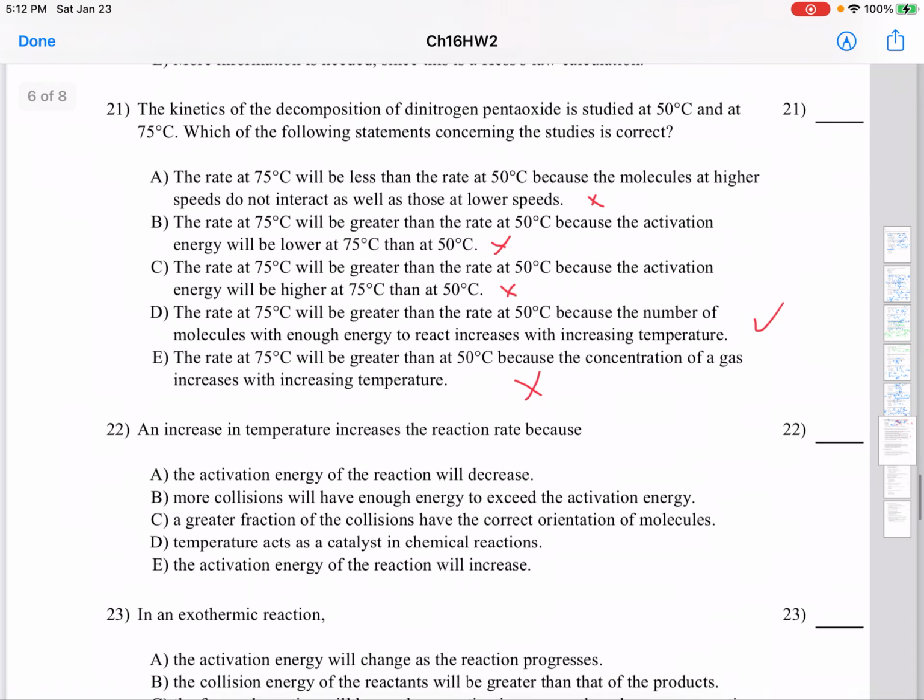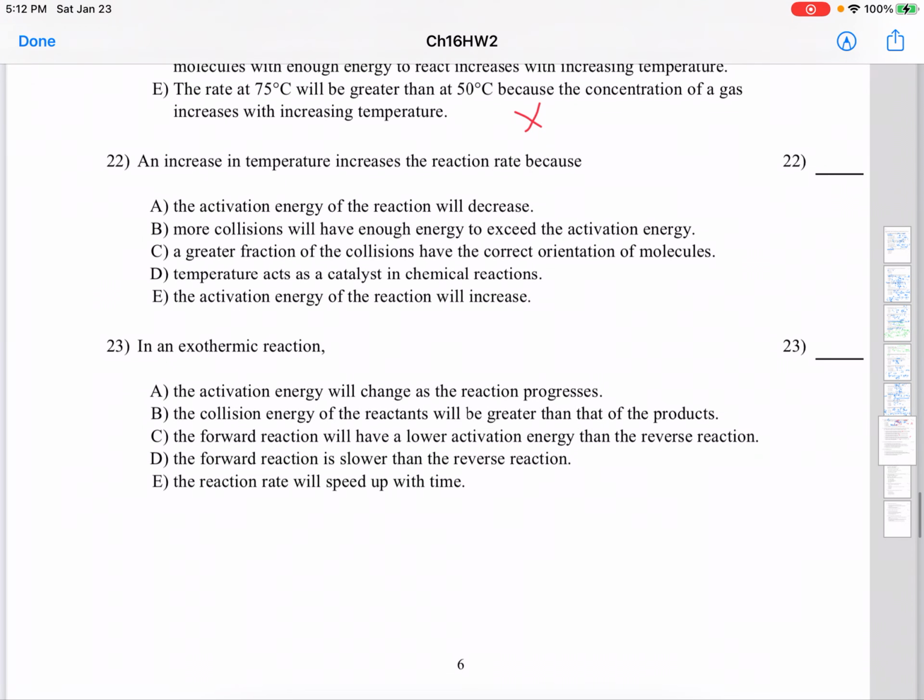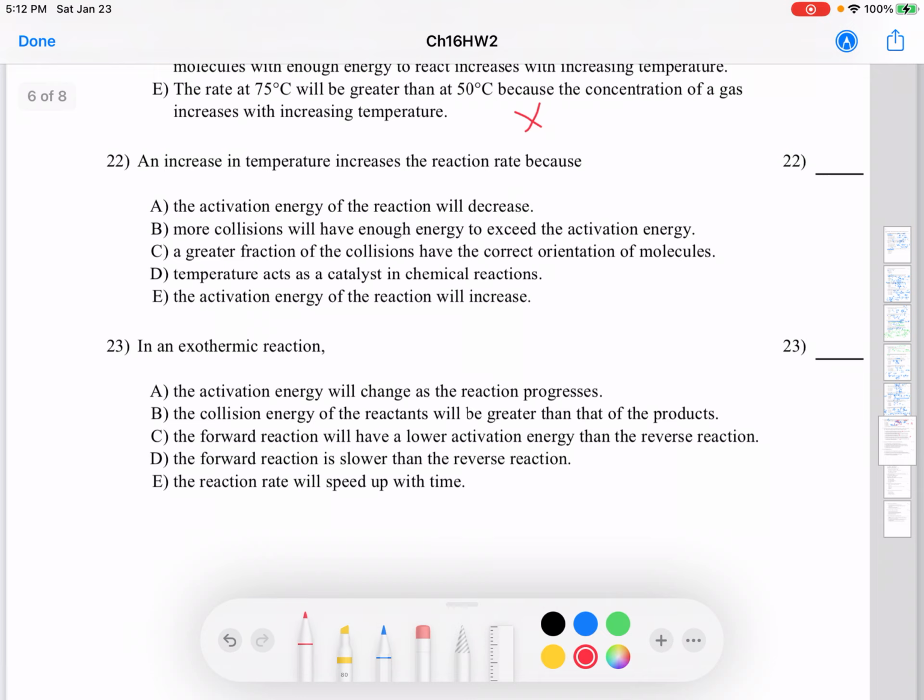Increase in temperature increases the reaction rate. What is the reason for that? Activation energy of the reaction will decrease. Nothing will happen to the activation energy. More collisions will have enough energy to exceed the activation energy. That sounds correct. B, greater fraction of collisions have the correct orientation of molecules. Temperature acts as a catalyst, activation energy of the reaction will increase. So the correct answer is more collisions will have enough energy to exceed the activation energy.